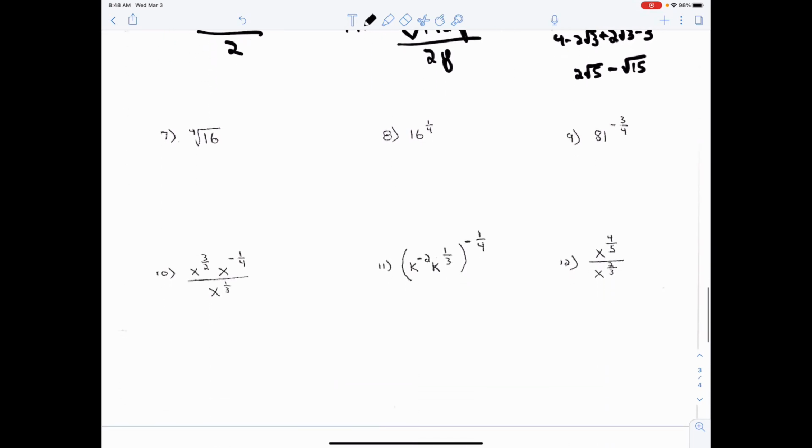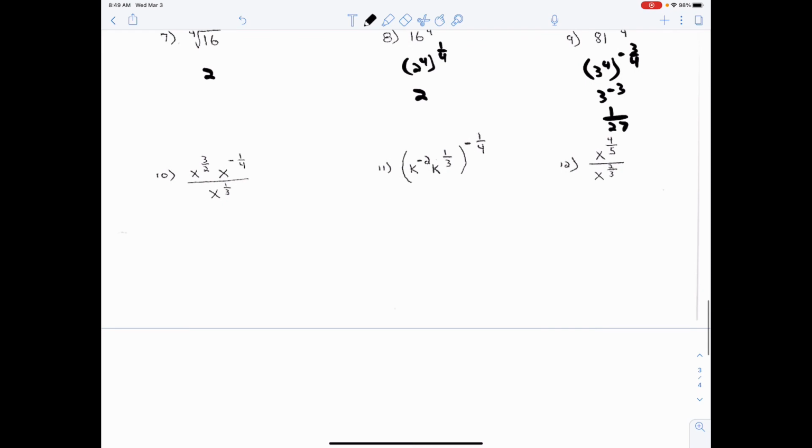Okay, the 4th root of 16, that's simply 2, because what number times itself 4 times gives you 16, 2. Again, for number 8, I would not put a radical. I would just call it 2 to the 4th raised to the 1/4 power, which is 2. And by the way, number 7 and 8 are the same problem, just written 2 different ways. Again, for number 9, that's 3 to the 4th raised to the negative 3/4 power, which gives you 3 to the negative 3rd, or 1 over 27.